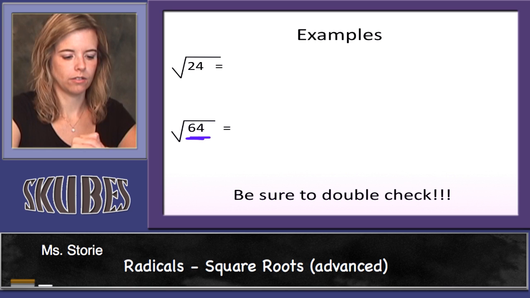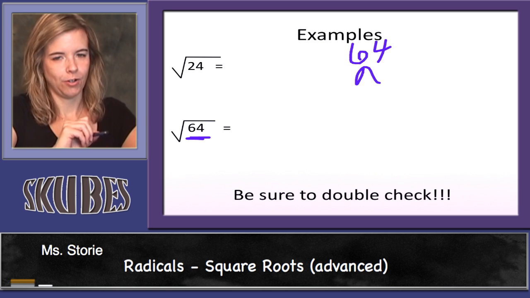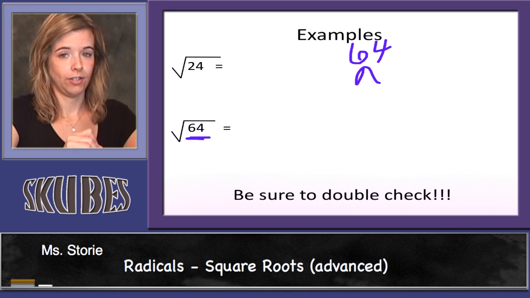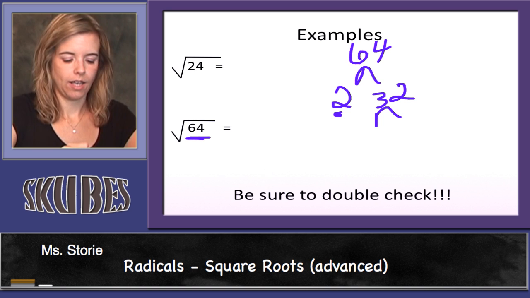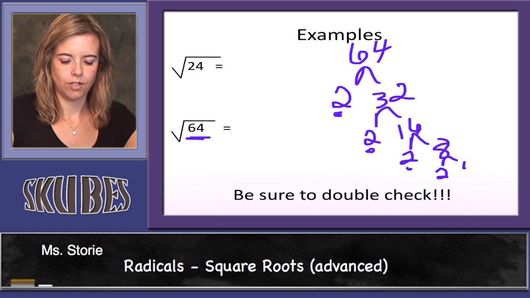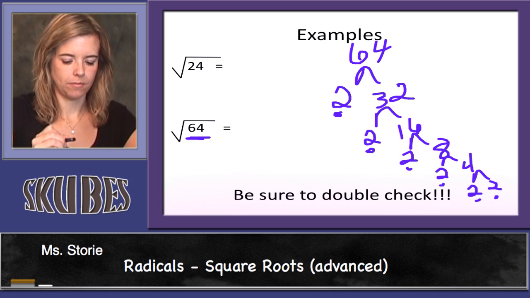Now we have 64. And 64, I know it's a perfect square, but let's try it. Let's say you didn't know that. We know it's even, so we can break it into 2, so that would be 32. And then you break it again. Let's see, we can go in 16 times. And then 16 is 2 times 8. And 8 is 2 times 4. And then 2 times 2. So I've got all these primes.